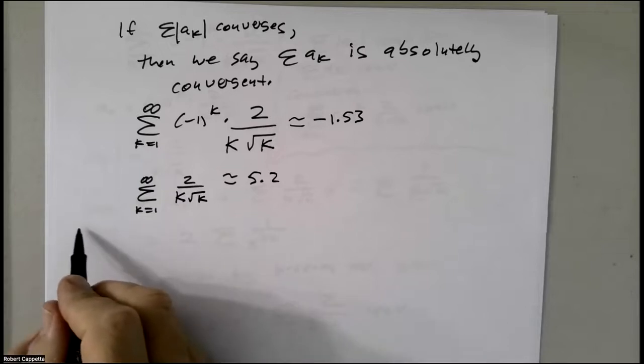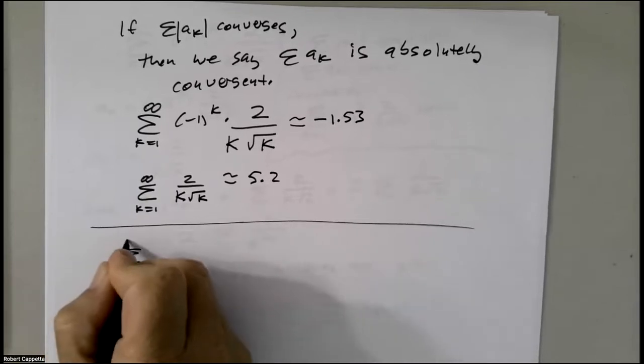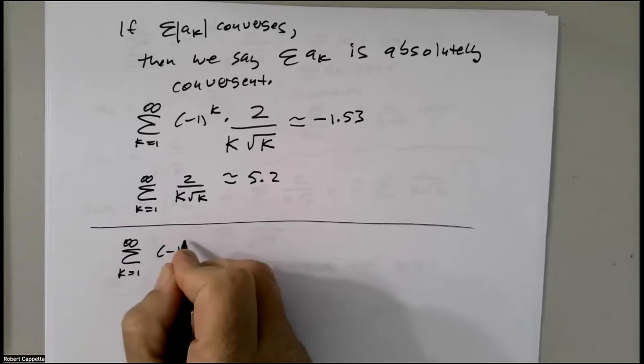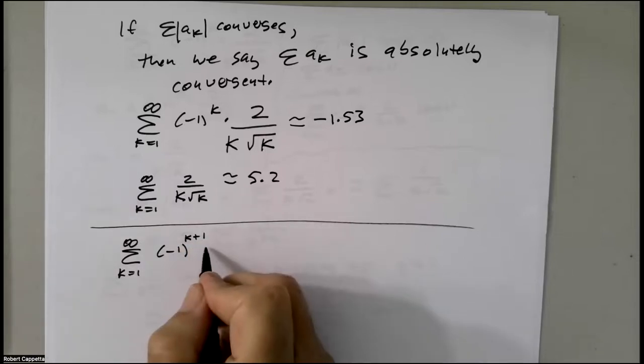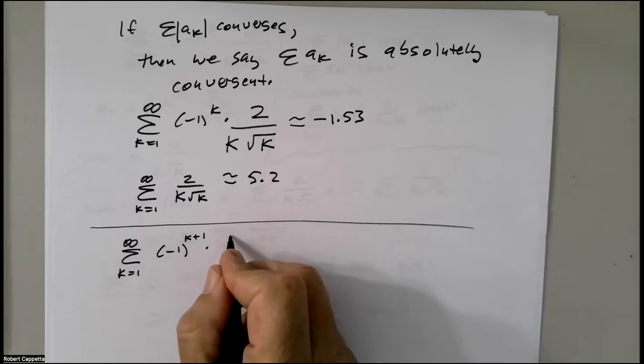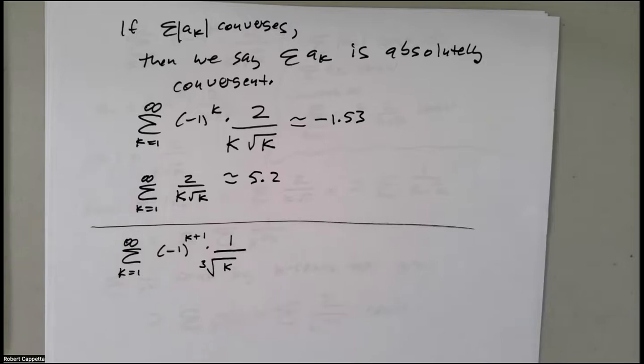So let me ask you to do the following. I'll give you another alternating series. It goes from k equals 1 to infinity of negative 1 to the k plus 1 times 1 over the cube root of k. So your choices are here. Is this divergent? Is this absolutely convergent? Or is this conditionally convergent? Those are your three choices: divergent, absolutely convergent, or conditionally convergent. Make your choice.